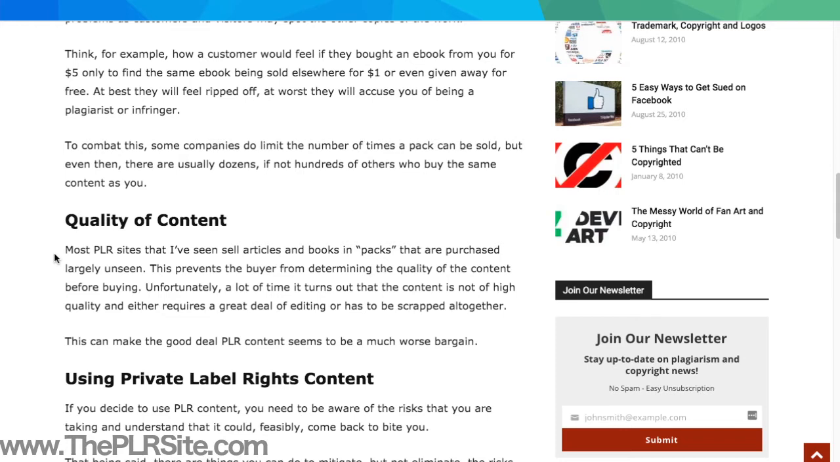Also, that's why you make your content unique. To combat this, some companies do limit the number of times a pack can be sold, but even then, there are usually dozens, if not hundreds, of others who buy the same content as you. Luckily, most people just don't use this stuff. Generally, when they're buying this, a lot of these are packs, bundles, things like that. Yeah, hundreds of people may have it.